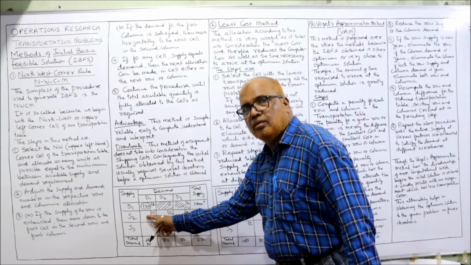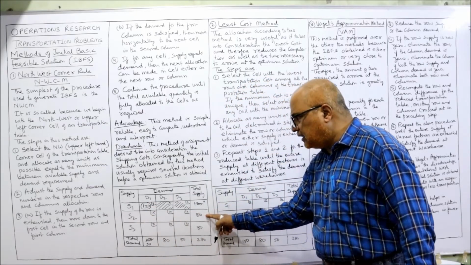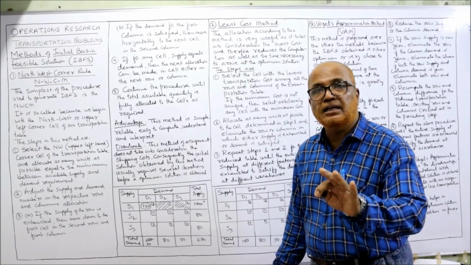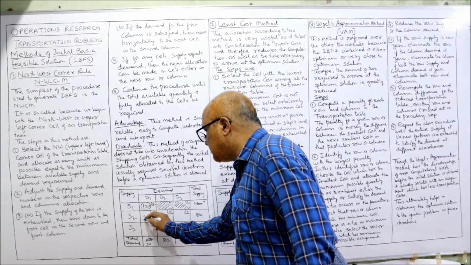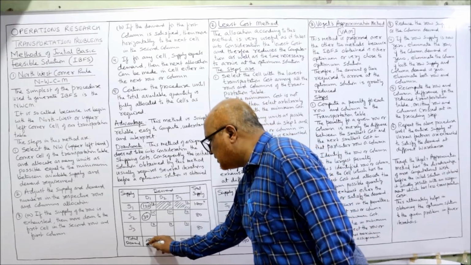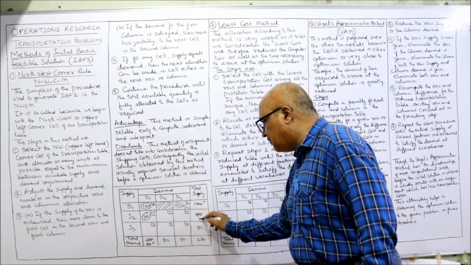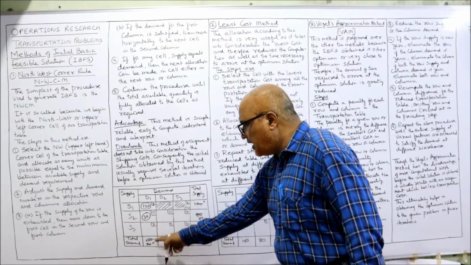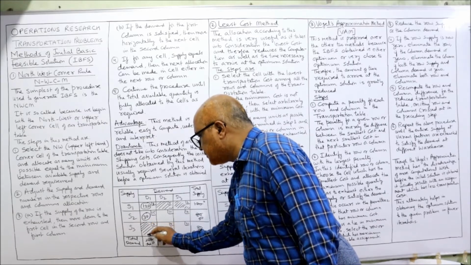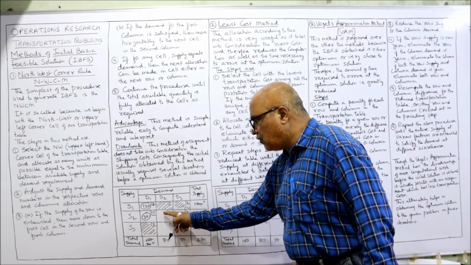Now we come down to this cell. What is the row total here? 80. What is the column total here? 30. Whichever is less, 30 is less. So I am allocating 30 here. If I allocate 30, this 30 minus 30 will become 0. Here 80 minus 30, it will remain 50. Then the column has become 0, so I will block this column. Right? Now I will move on to this cell.